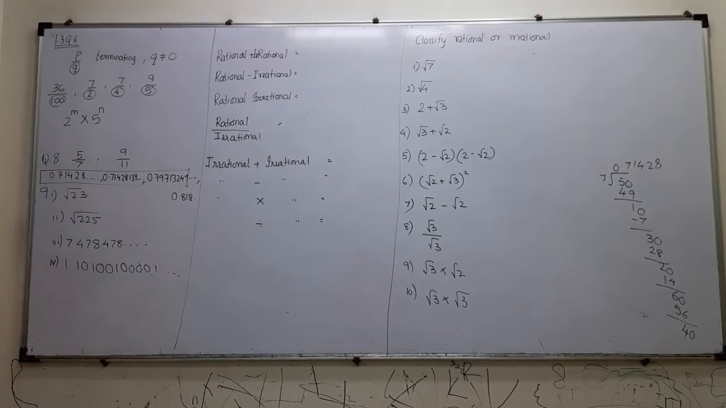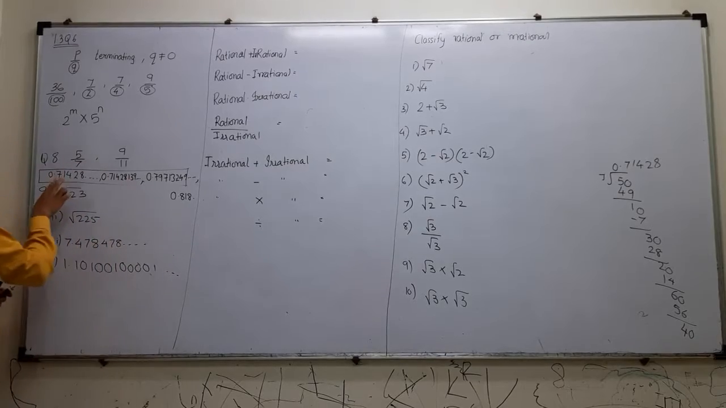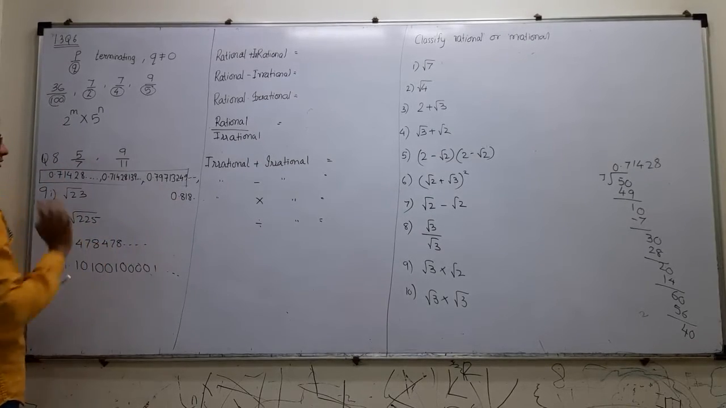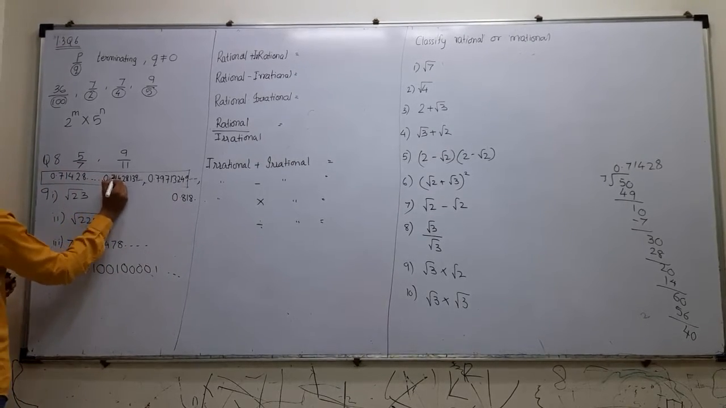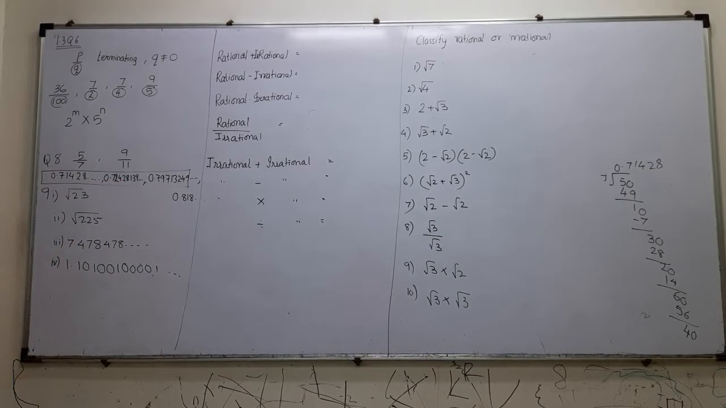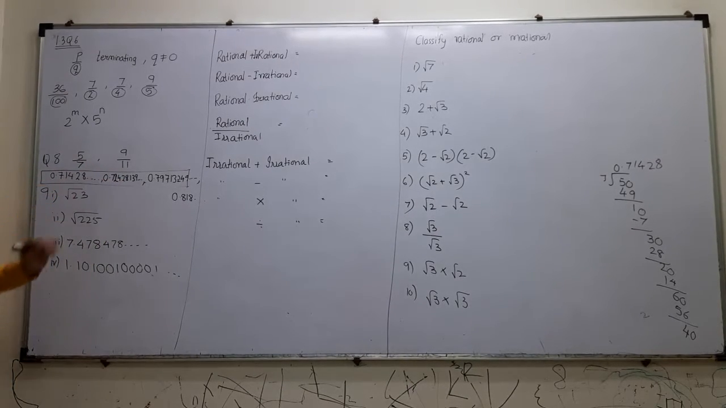So I have written two irrational numbers. Any answer will be correct. Only this should not be repeating, and it should be between 0.71 and 0.81. That much care you take. You can make it 0.72 also. Okay. So any answer you write, you will get the answer correct.